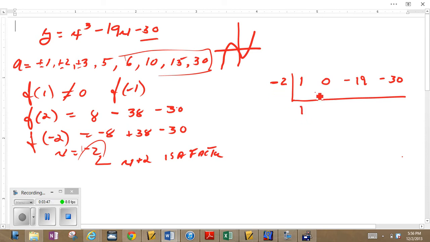1 times negative 2 is negative 2. We add the column, that gives us negative 2. Negative 2 times negative 2 is positive 4. Negative 19 and positive 4 is negative 15. Negative 15 times negative 2 is positive 30. When we add, we get a 0. We're in good shape. That's what we want. We want this last column to 0 out. If it doesn't, then we have to try another possible factor.